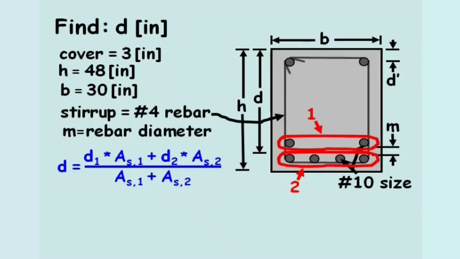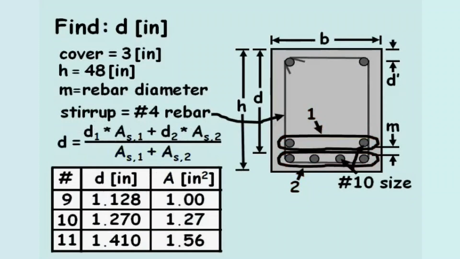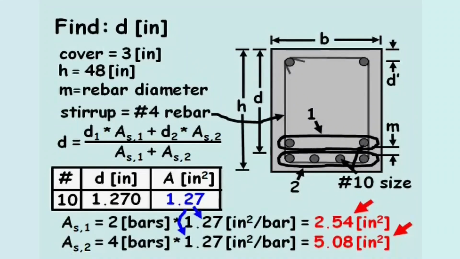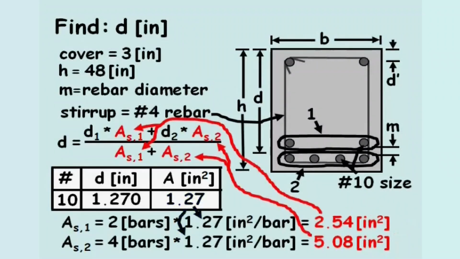If we look up the areas of different size rebar, we identify number 10 sized reinforcing steel has a cross-sectional area of 1.27 inches squared per bar. Therefore, we can compute the area of tension steel for layer 1 and layer 2, which equal 2.54 inches squared and 5.08 inches squared, respectively. Plugging in these values for area AS1 and area AS2, all we have left to determine is the depth to tension steel for layers 1 and 2.